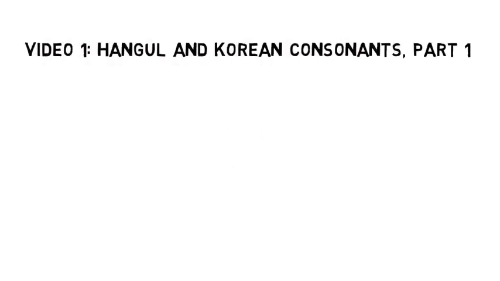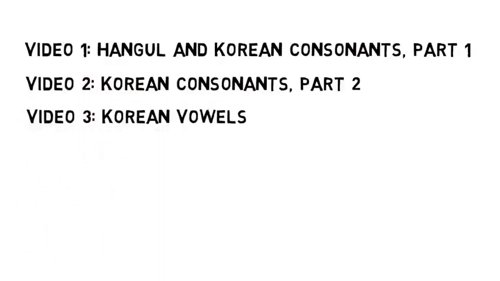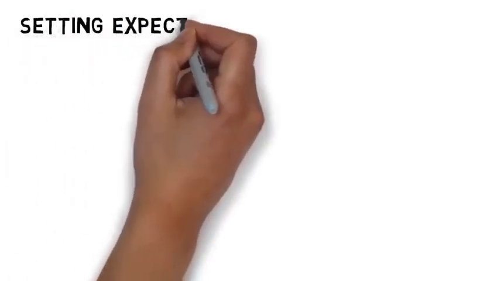The first we'll talk about Hangul, Korean's alphabet, and Korean's trickiest 12 consonants. The second will cover the rest of Korean's consonants. The third will cover the vowels, and the fourth will cover some of Korean's spelling rules. And just so that we're really accurate with our examples, I have a native speaker here, Judy, who will be helping us out. Hi.